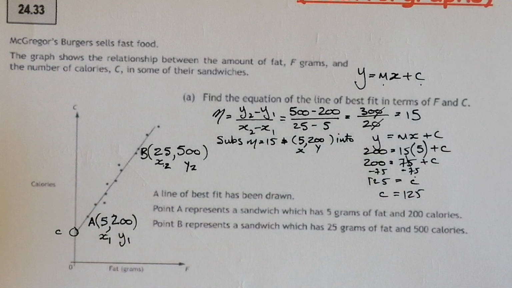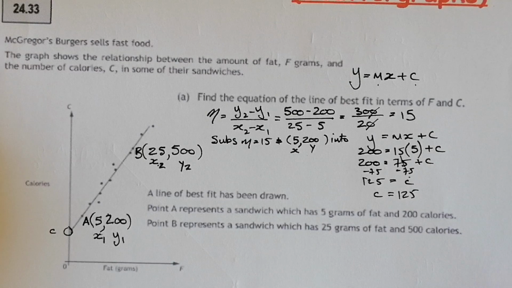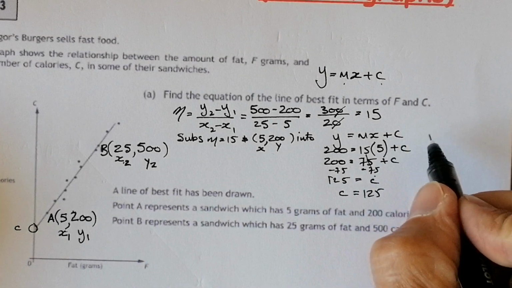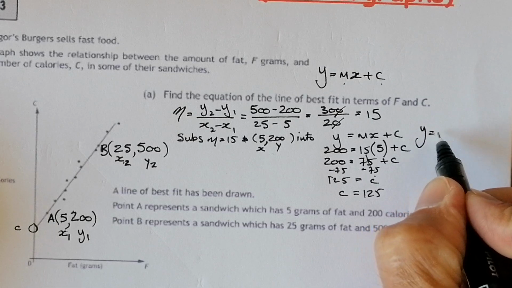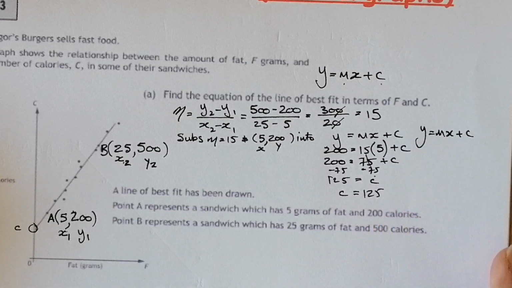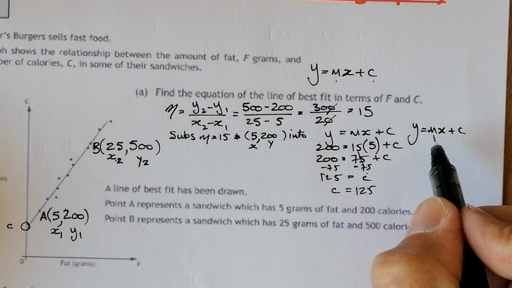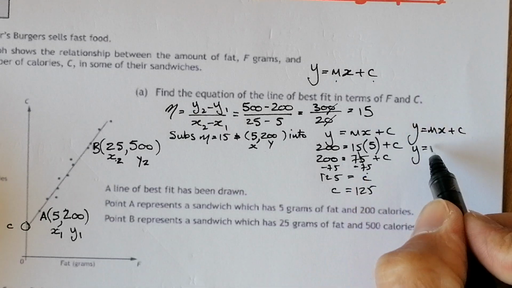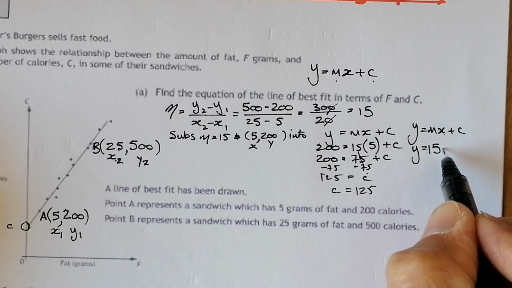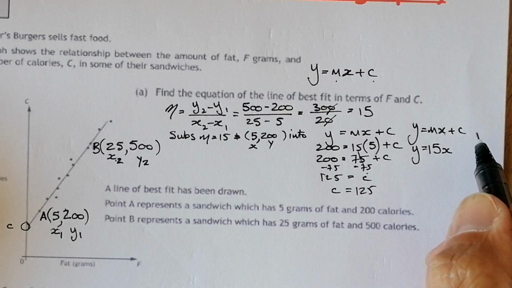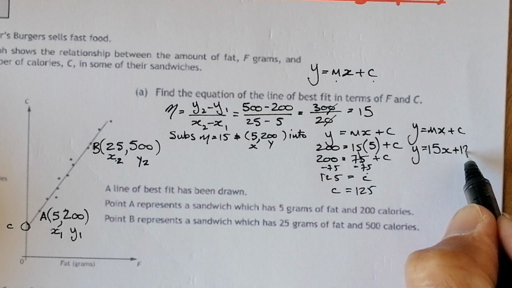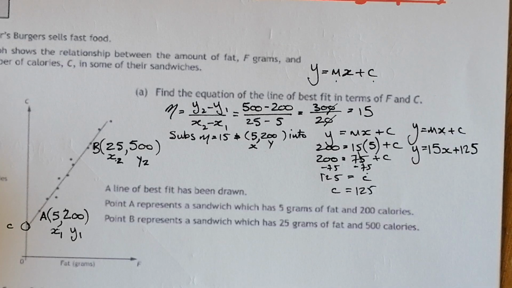Okay, right, so now to write the equation out correctly, I'm going to write it out as y equals mx plus c first of all, okay? That's on the right hand side of the page there. And what I'm going to do is just substitute some values in. I'm going to substitute the gradient in, which was 15. X is just a coordinate point on the graph, on the line, and plus 125. And that's going to be my equation in terms of x and y.